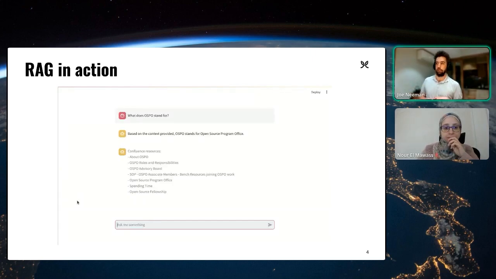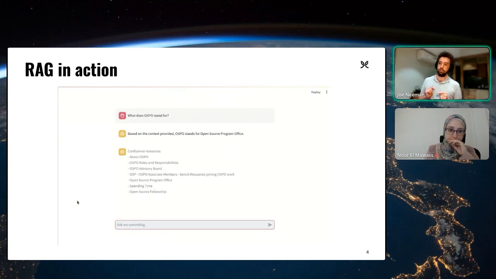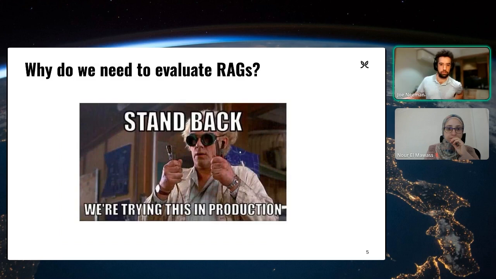So you could ask, what does OSPO stand for? OSPO is an acronym that's not only internal to our company, but maybe has a slightly different context for us. And so the RAG app will be able to answer appropriately based on what we know about the company. Not only can it answer the question, but it can give you links to internal Confluence pages. So that's the prototypical RAG application.